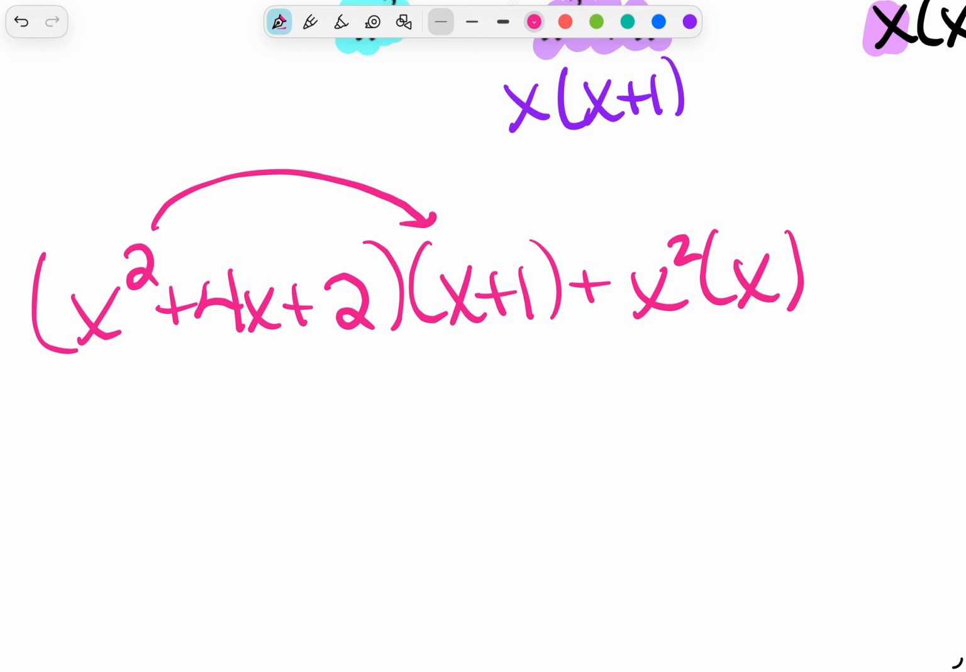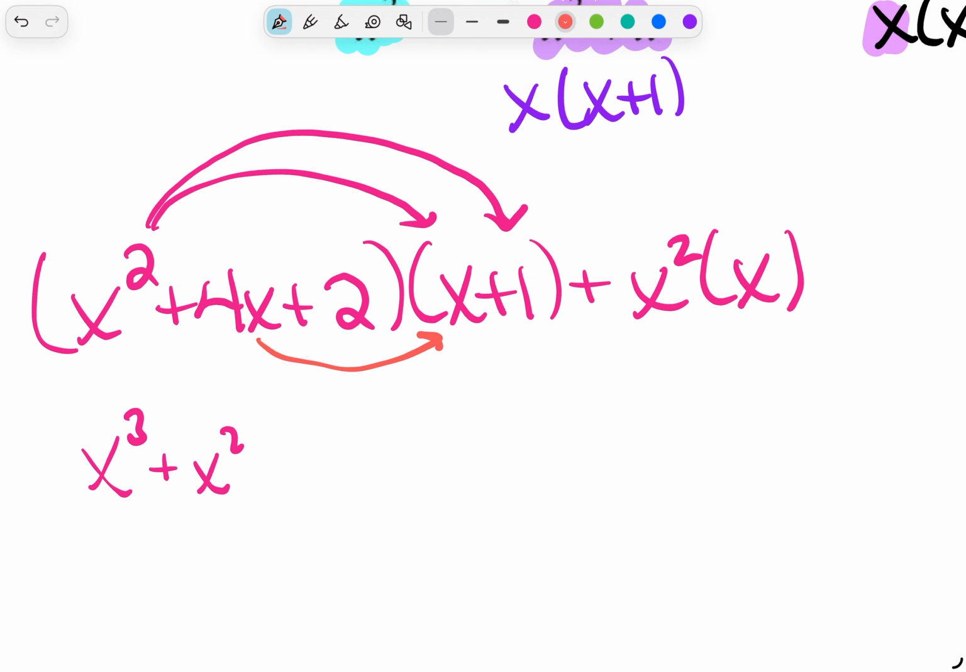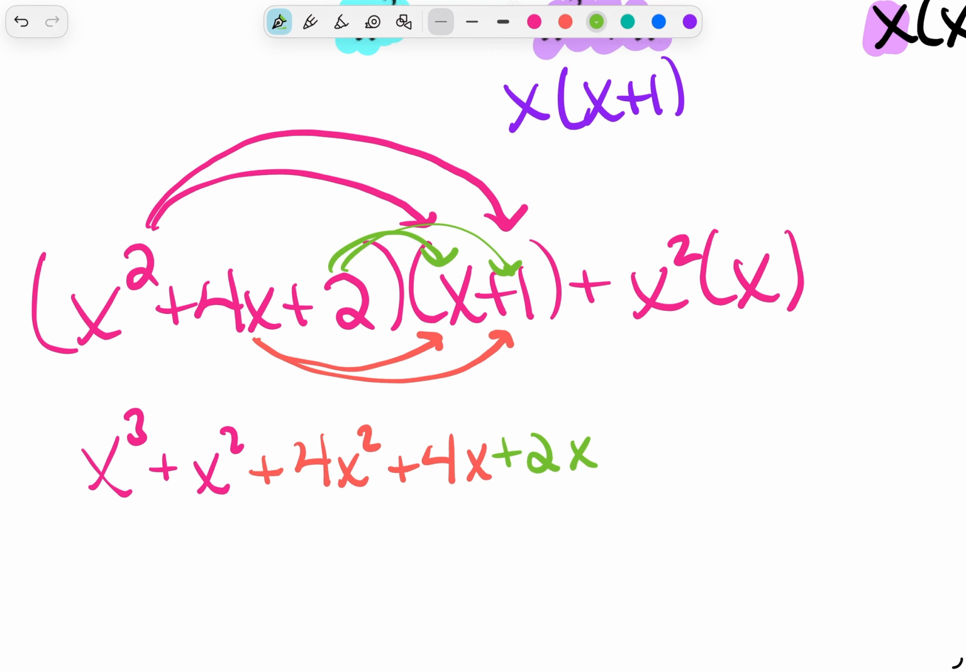So we're going to start distributing here with that x squared. And you don't have to draw your arrows if you do not want to. I'm doing it just for notes purposes, so you can see which terms I'm actually multiplying. And then I'm also going to distribute in that last part. So x squared times x would be an x cubed.